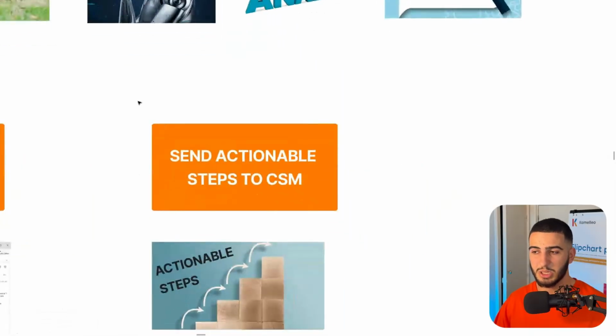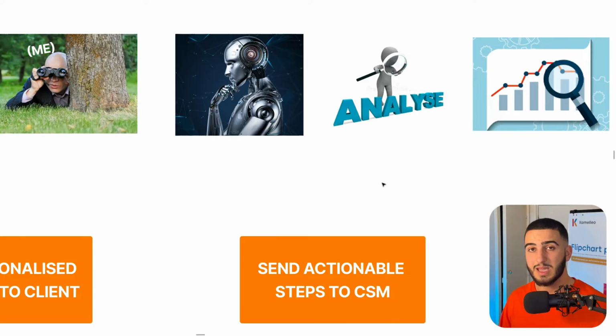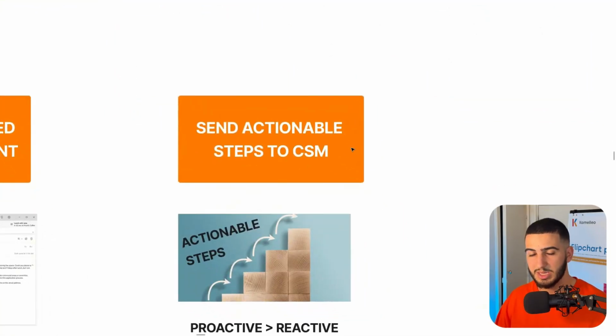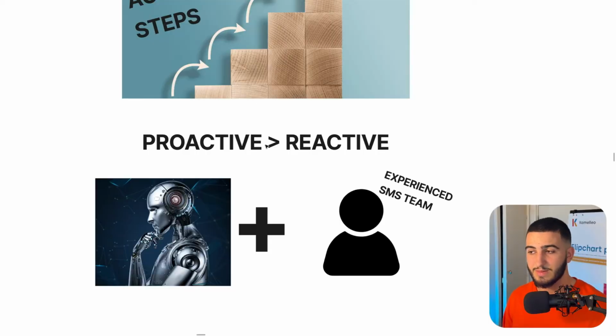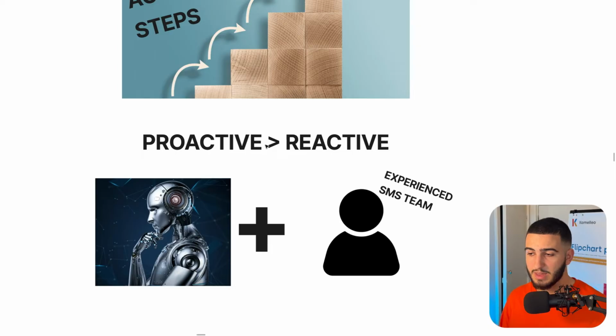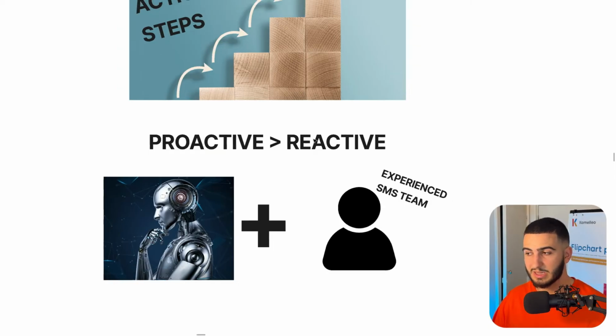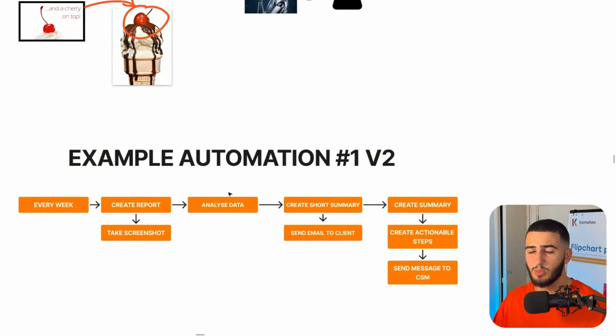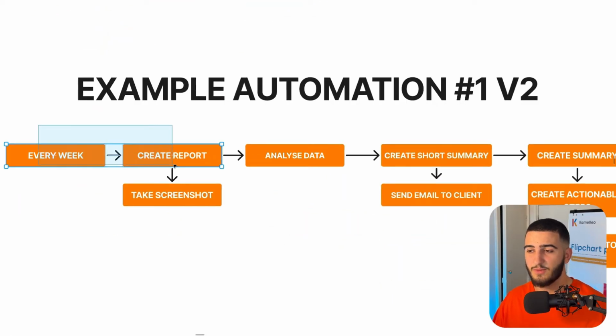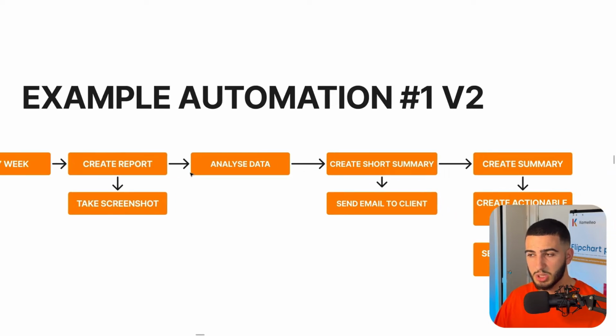But the second thing it actually does, which I think is once again a bit more valuable, is you can have the AI analyze that data and send actionable steps to your CSM, just decreasing the amount of workload that they actually need to do. And once again, guys, this just comes back to being proactive rather than reactive. If you have this AI analyzing the data every single week, they'll be able to spot different things that are missing, and being able to pair this AI with an experienced customer success team, it's just an ultimate combination for your customer experience, which will do wonders. So an example of what this automation can actually look like is every week you go ahead and create a report, take a screenshot, analyze the data.